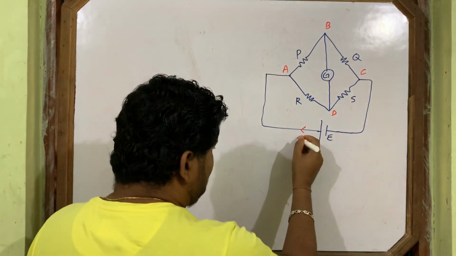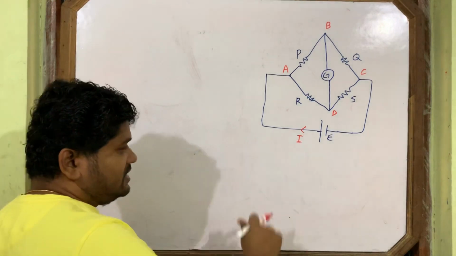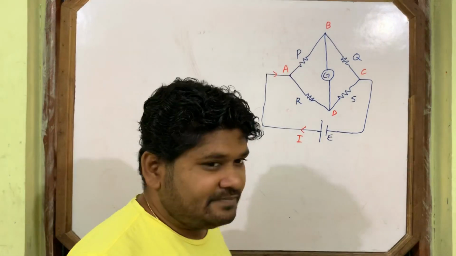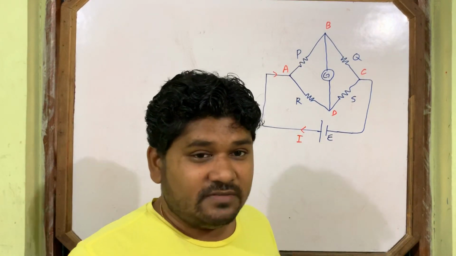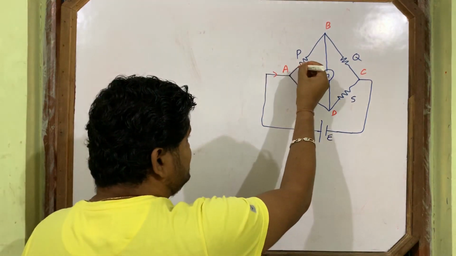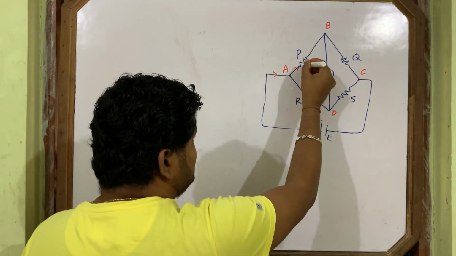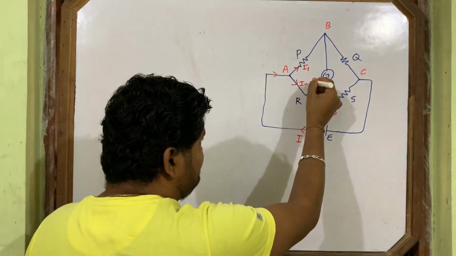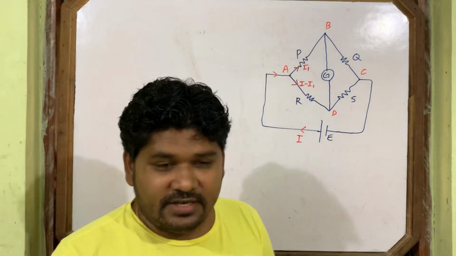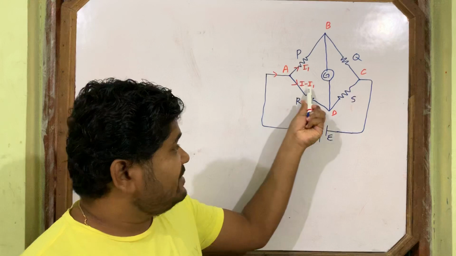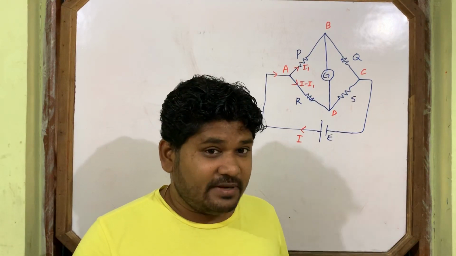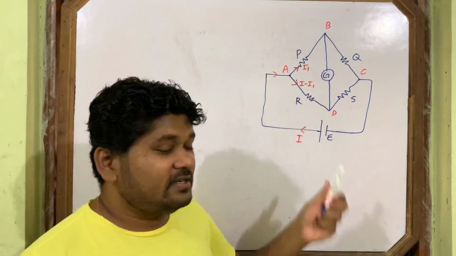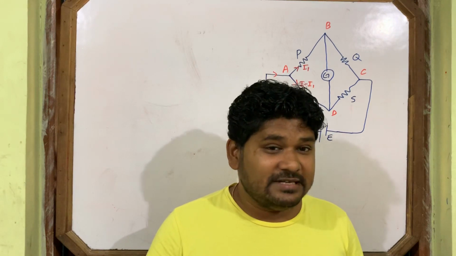So here, current I starts from here. When it reaches this point, a junction comes, and according to KCL, Kirchhoff's current law, it will divide. Suppose this side the current going is I1, and this side how much current will go? I minus I1. Why am I taking I minus I1? I am taking I minus I1 so as not to increase the number of variables. I can take I2 here, but always keep this habit of not increasing the number of variables.